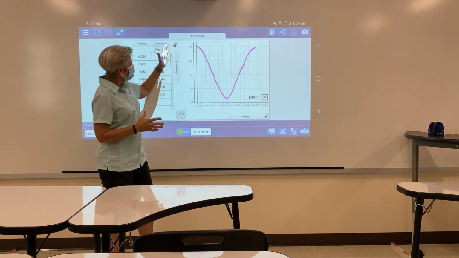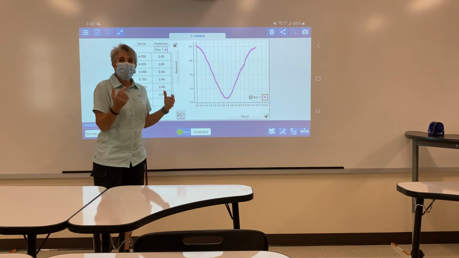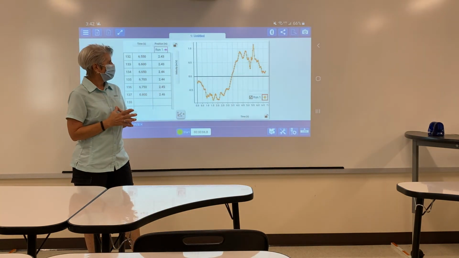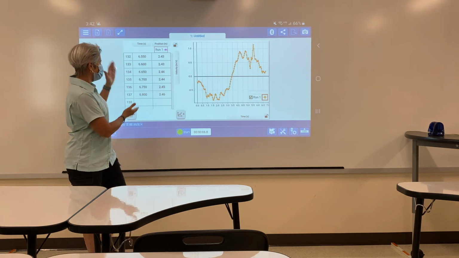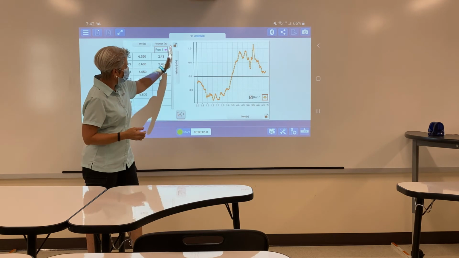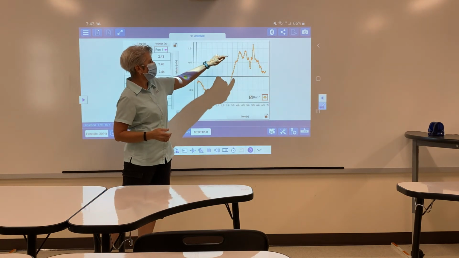If instead of looking at position and time, we wanted to change this so that we were looking at maybe velocity and time, then our graph would really change. Notice that our data is still position and time, but look at our graph. This is the velocity, and we get a very different picture.